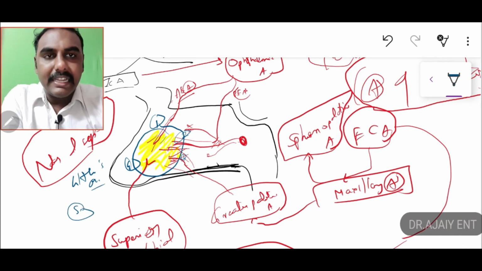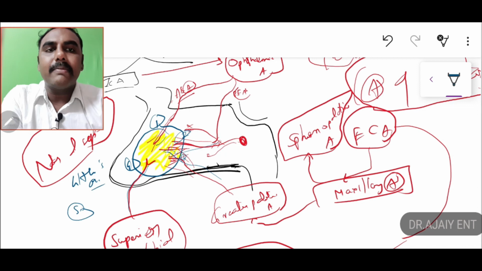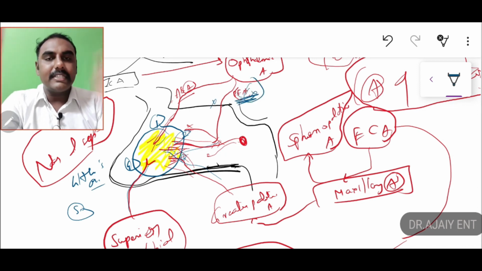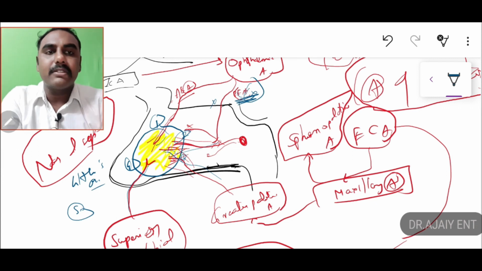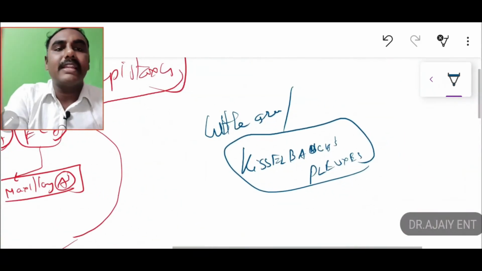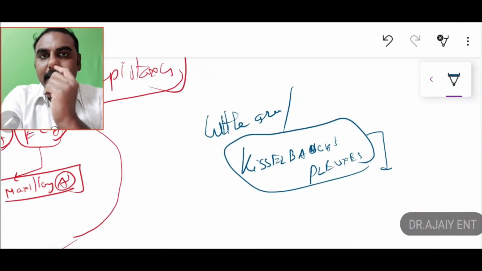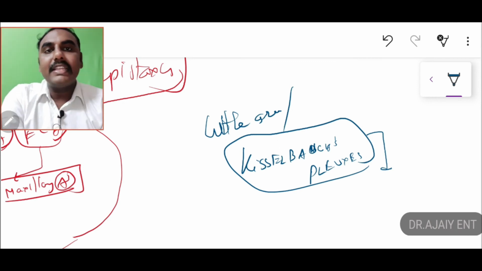It receives a branch from the anterior ethmoid artery, from the sphenopalatine artery, from the greater palatine artery and the superior labial artery, but not from the posterior ethmoid artery. Don't forget this. So it receives 4 arteries: anterior ethmoid, sphenopalatine, greater palatine, and the superior labial artery. This area lies in the anterior and inferior part of the nasal septum, and it is the most common cause for anterior epistaxis.